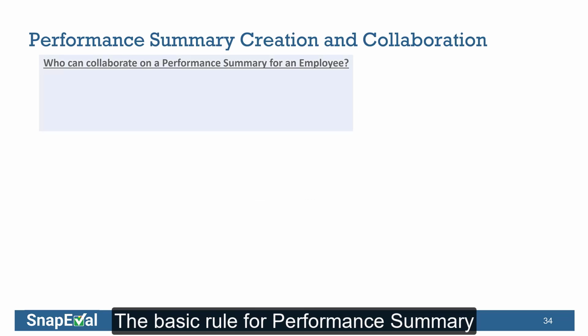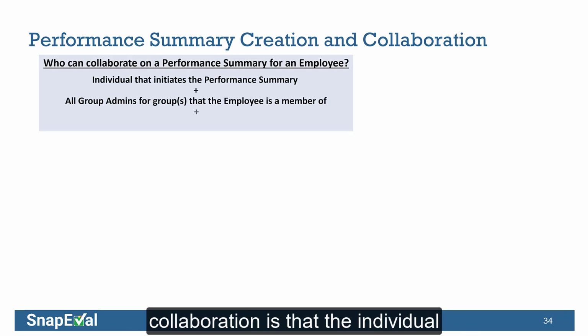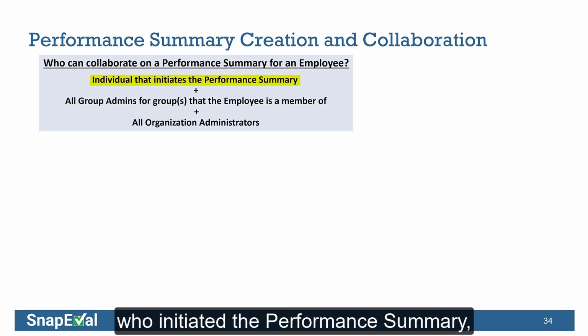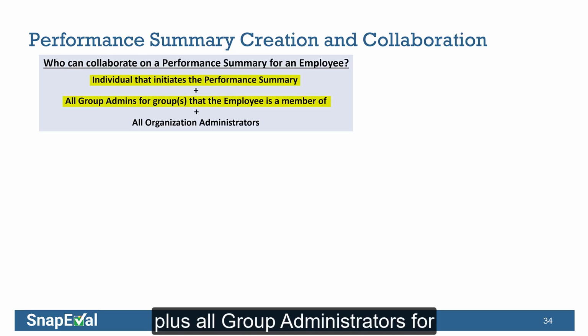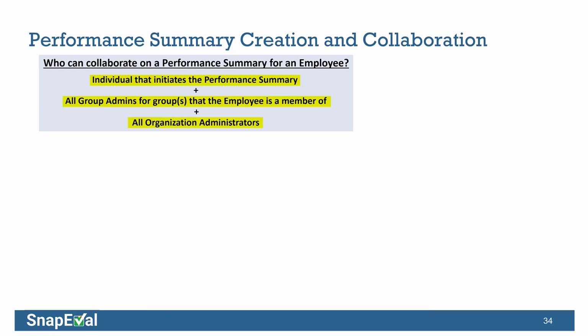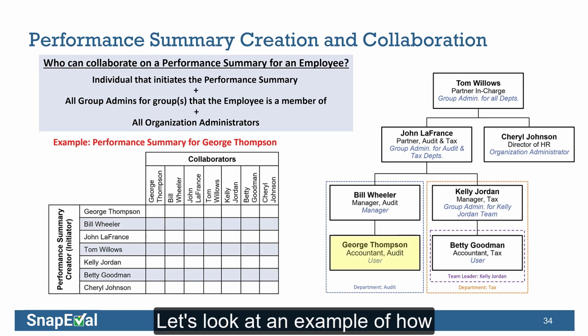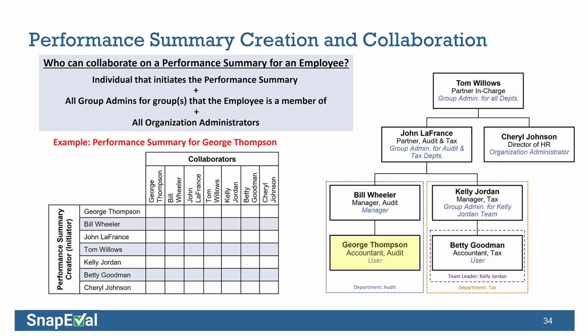The basic rule for performance summary collaboration is that the individual who initiated the performance summary, plus all group administrators for any group that the employee is a member of, plus all organization administrators can collaborate. Let's look at an example of how the collaboration process works for employee George Thompson.